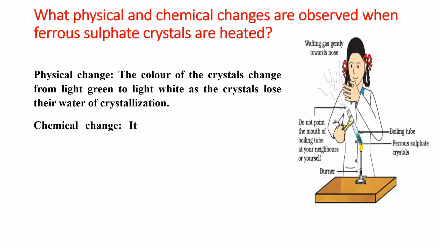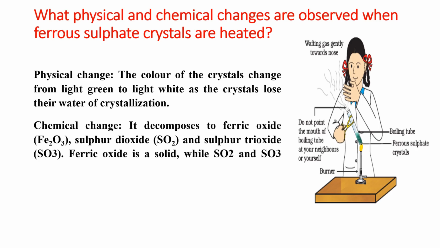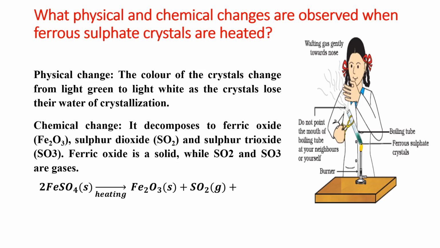Chemical change: it decomposes to ferric oxide, Fe2O3, sulfur dioxide, SO2, and sulfur trioxide, SO3. Ferric oxide is a solid, while SO2 and SO3 are gases. 2FeSO4 solid on heating gives rise to Fe2O3 solid plus SO2 gas plus SO3 gas.